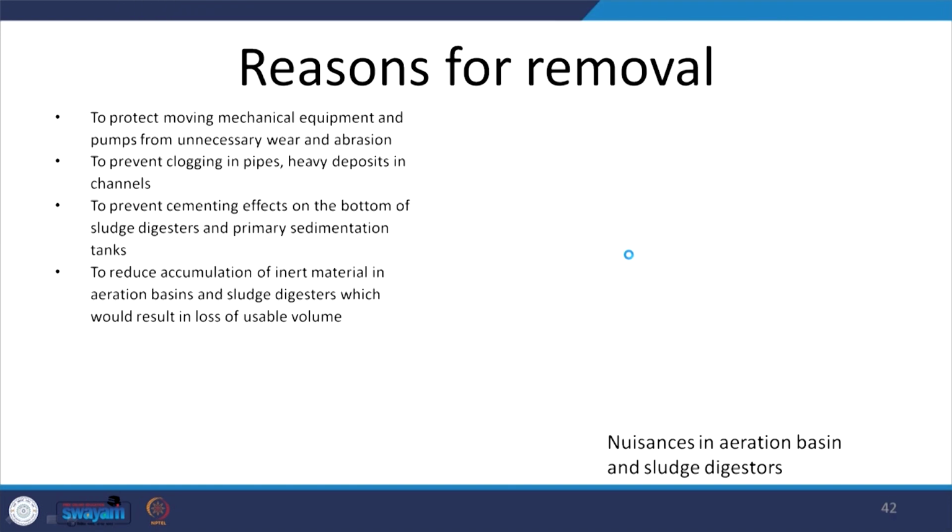And the reasons for removal, why do I need to remove it? We will look at the pictures. To protect the moving equipment and pumps from unnecessary wear and tear, because that will lead to high maintenance. You do not want your pipes to be clogged up. As in recently we had an MTech student who was trying to divert the flow from the residents outside IIT Roorkee.